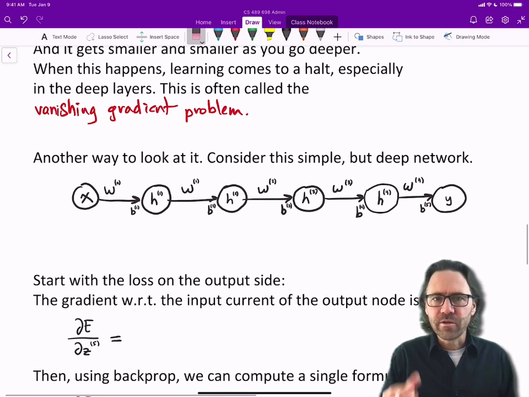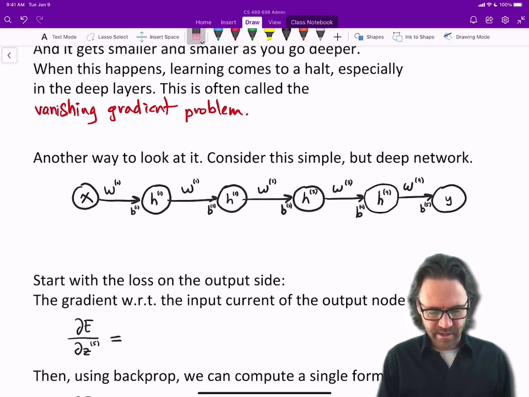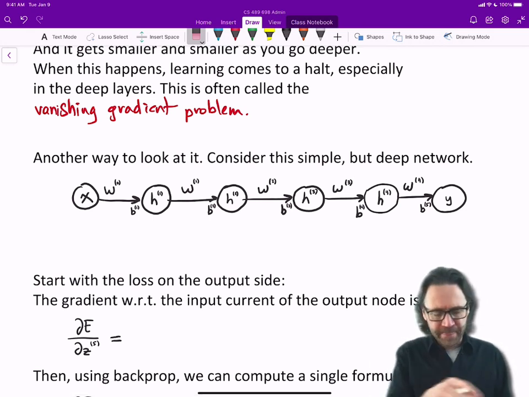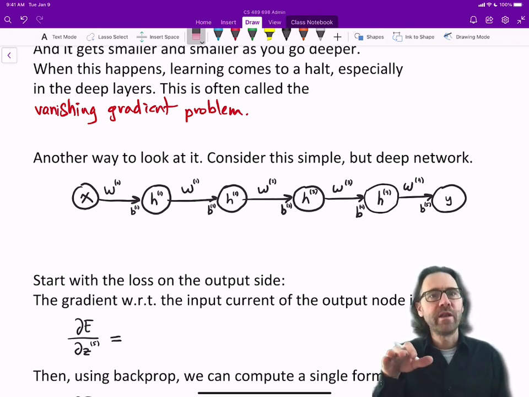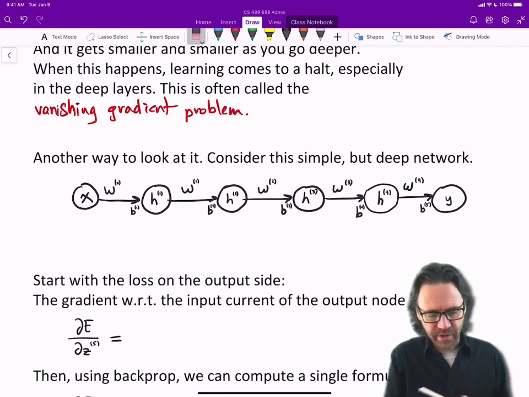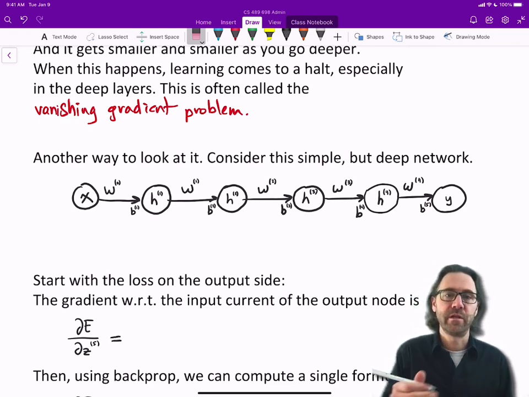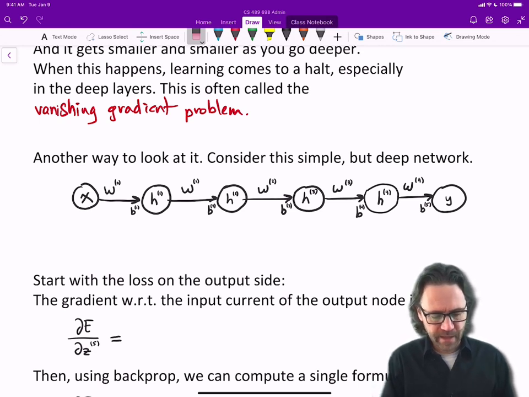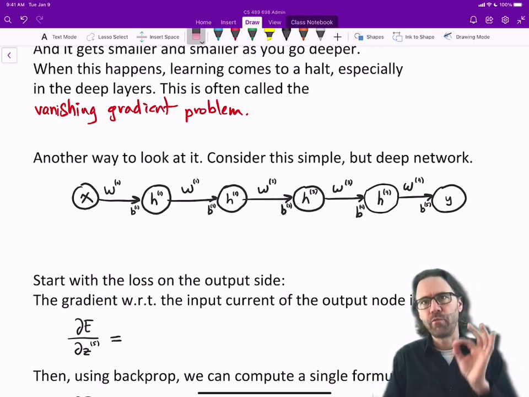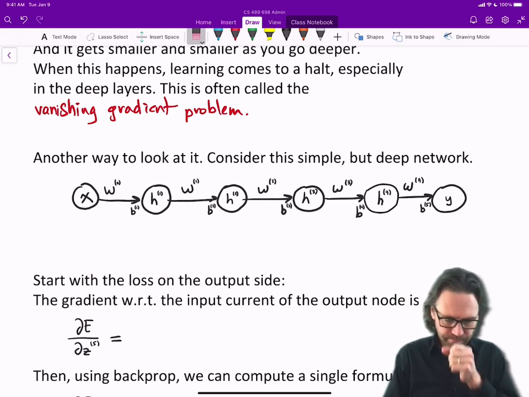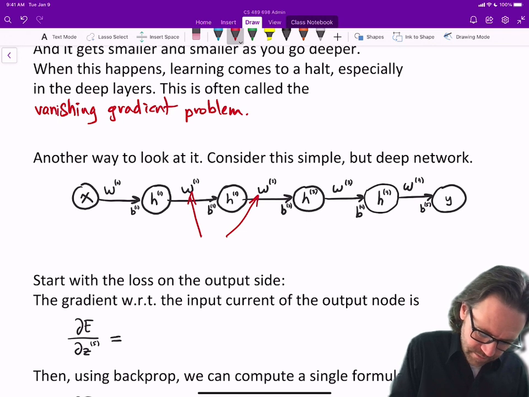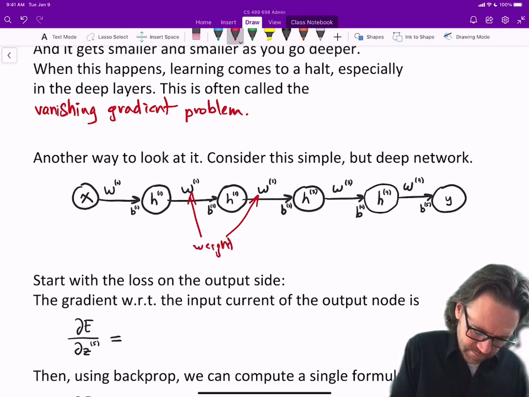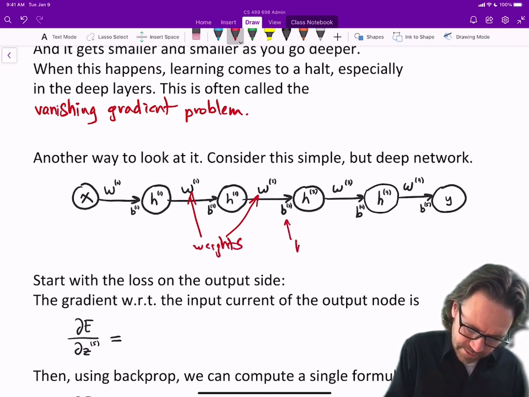Okay. So another way to look at this vanishing gradient problem is you can actually observe it in a very simple neural network, just with one node per layer. So here I've got 5 layers, including an input layer. And each layer just has one node, and so there's only one weight and one bias at each layer. So these are the weights. And these are the biases.